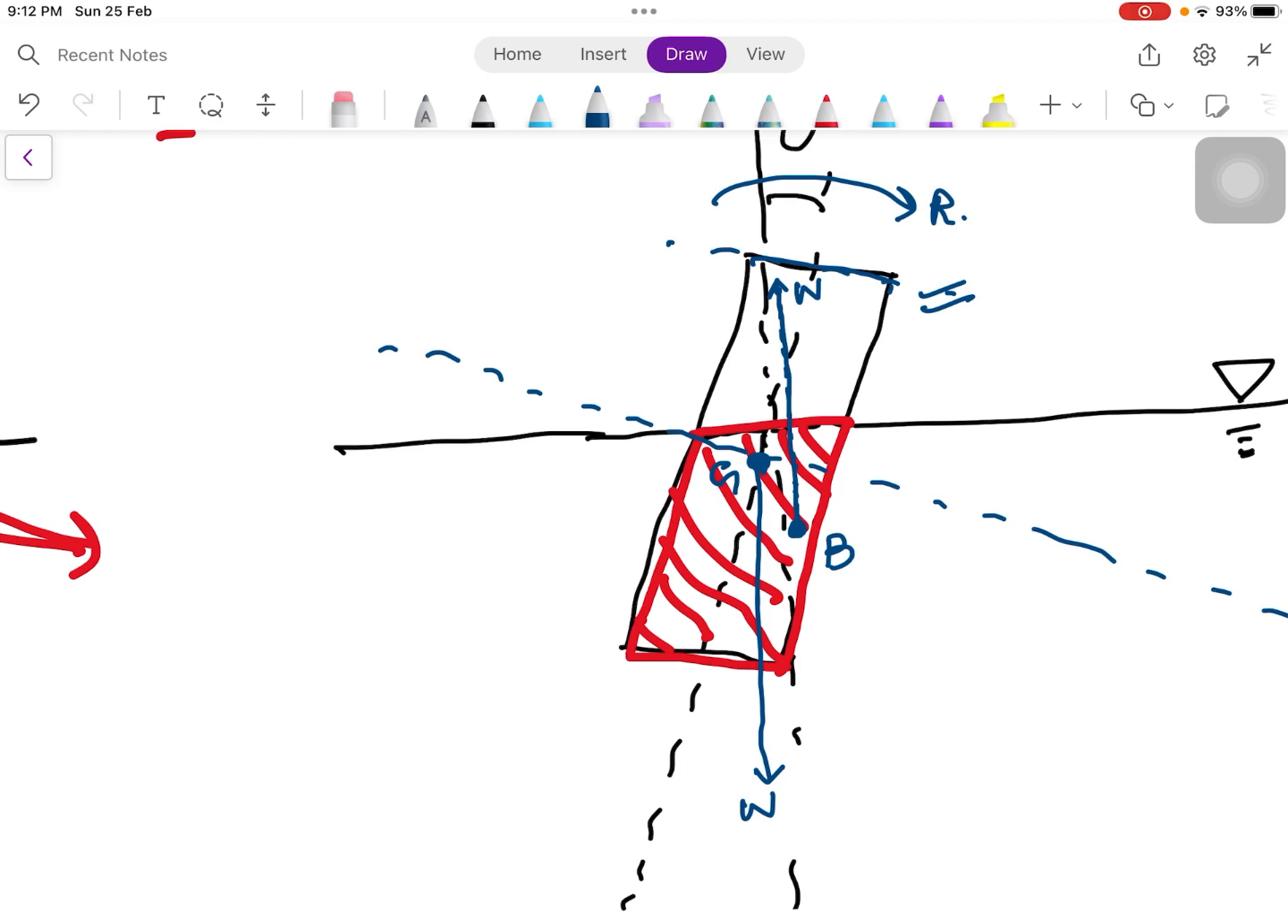Since this rotation is small, and due to this rotation, a restoring moment or a restoring torque would start acting on this body to bring it back to its original position. In this case, this is the restoring force. So the restoring moment or the restoring couple will be equal to the force times the distance between these two forces.